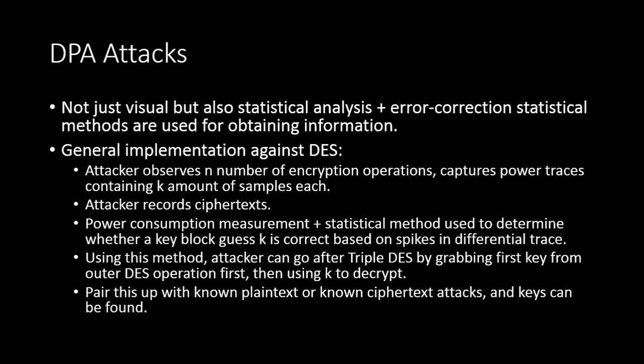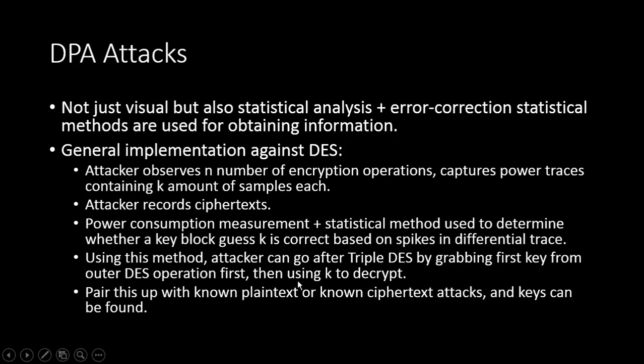So a general implementation against DES: the attacker observes n number of encryption operations, and captures power traces containing k samples for each. Later, the attacker records ciphertexts. Power consumption measurement plus statistical methods are used to determine whether a key block guess k is correct, based on the spikes of the differential trace. So this gets a bit complicated, and it was hard to follow the actual math behind it. So this is just a brief overview.